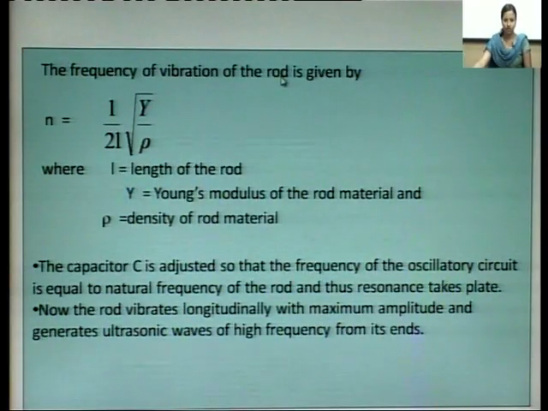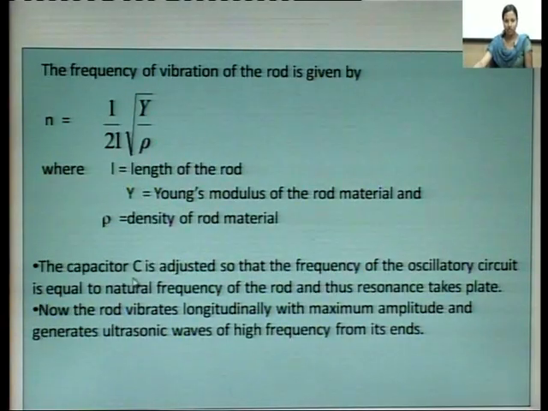The frequency of vibration of the rod is given by n equal to 1 upon 2L square root of Y upon rho, where L is the length of the rod, Y is the Young modulus of the rod, and rho is the density of the rod material. So the frequency with which the rod vibrates and produces ultrasonic waves is n equal to 1 upon 2L square root of Y upon rho.